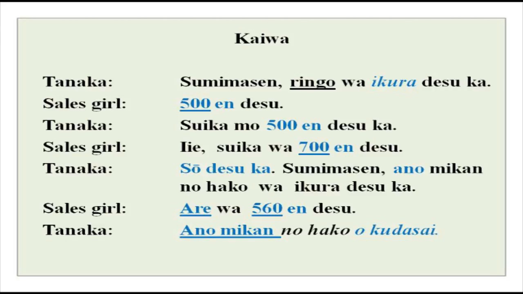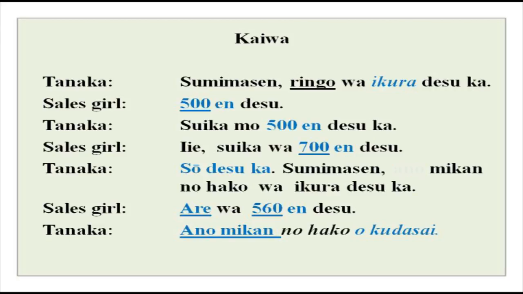Now in our previous lesson we have done multiples of 100. If you remember, 500 was given over there, which is gohyaku en. So this says gohyaku en desu, 500 yen. Suika mo gohyaku en desu ka? Suika is also for gohyaku en? Iie, suika wa 700 en desu. So desu ka? Now this is new. So desu ka means, oh I see.